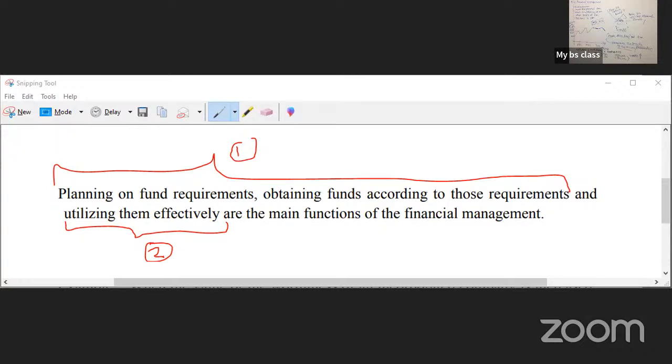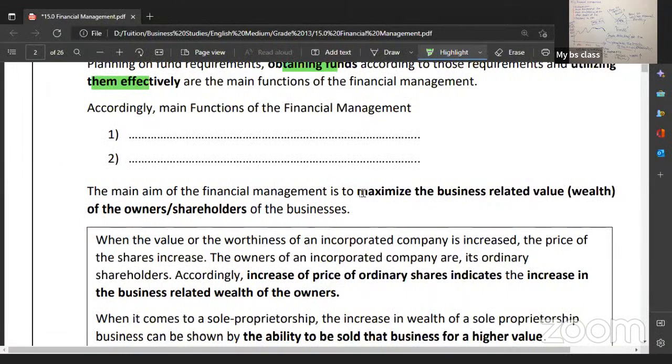Right, so moving back to the truth. Again, you need to highlight here that it's about maximizing the business-related value of the owners. Fill in the blank: the main blank of financial management. Maximizing the business-related value is the main goal of financial management.